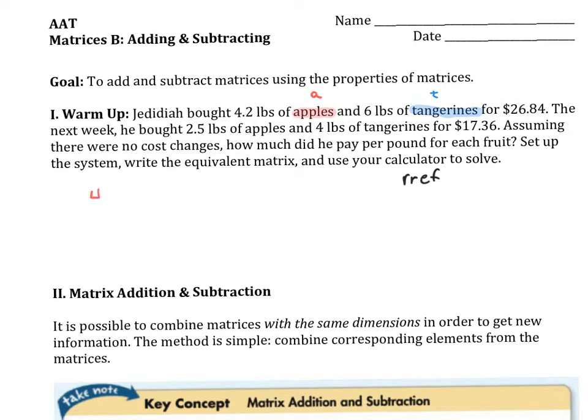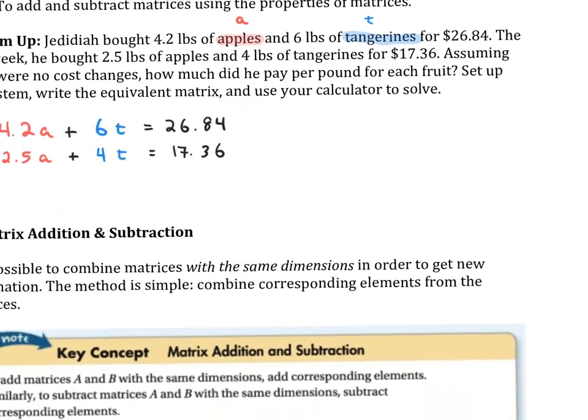So, first off, we do 4.2 pounds of apples plus 6 pounds of tangerines, and all that is going to equal $26.84. Next, we have 2.5 pounds of apples and 4 pounds of tangerines, and all that is going to equal $17.36. So here is my system, and you don't need to write this single bracket here, but oftentimes you're going to see that. Next, what is the matrix associated with this?